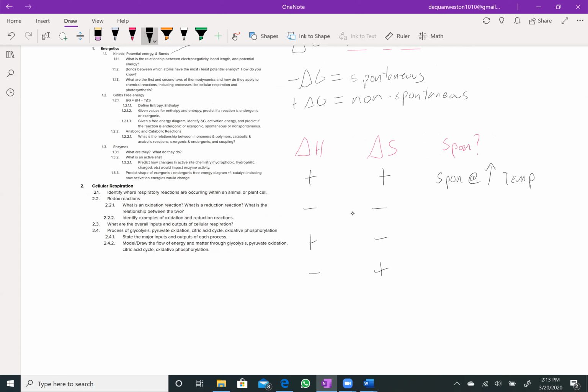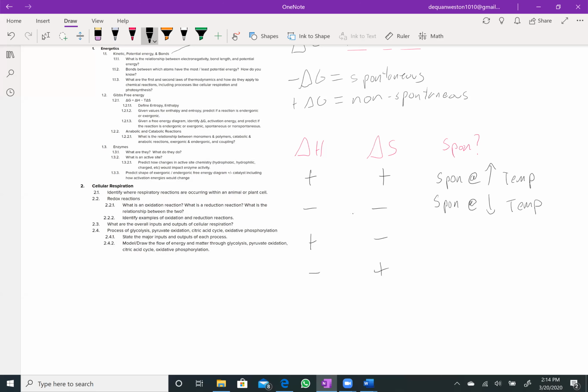Boom, it's easy. Okay, so minus, minus, same thing. Think of a number line. That's a very low number. This is going to be spontaneous at low temp. All right, does everybody understand those two and why that is? If not, we can throw in some numbers and actually solve for G.